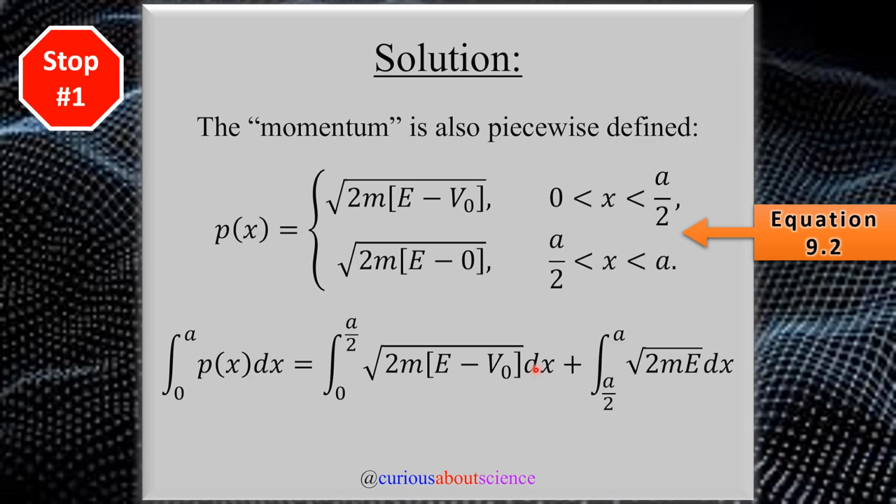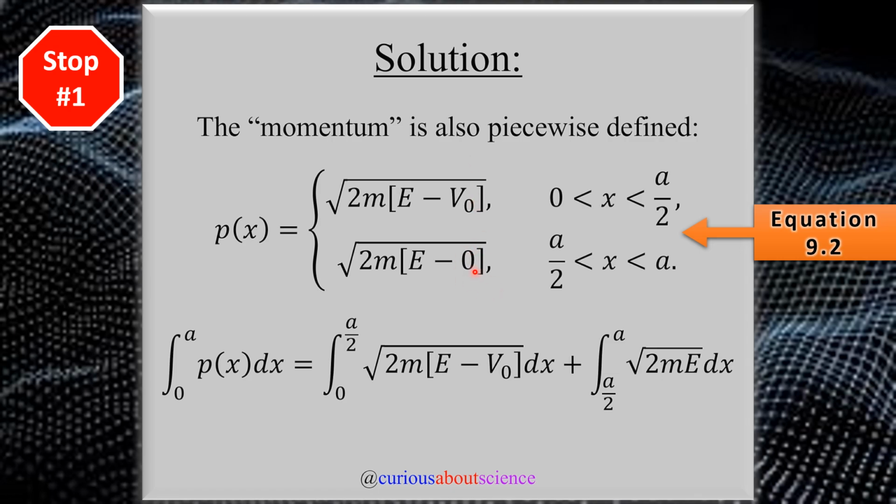Now this momentum came courtesy of equation 9.2, where all we did was rewrite the Schrodinger equation in terms of the momentum and then solve for it, so that we had the differential operator on the left hand side and the momentum on the right hand side, much like we had done with the energy states to begin with. From that we see that for 0 to a over 2 we're stuck with E minus V naught, and that's fine, we don't know what V naught is, we just have the assumptions on it.